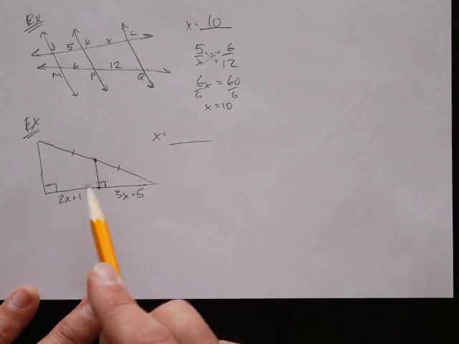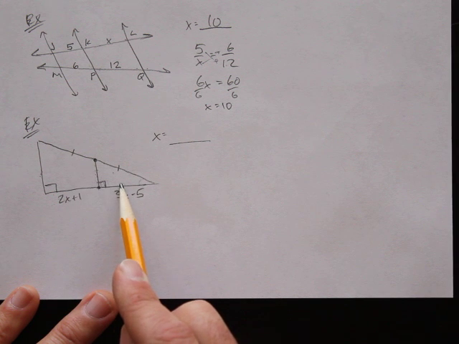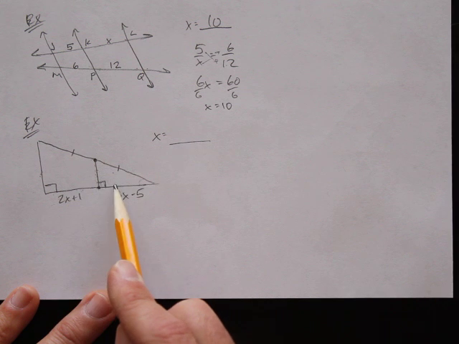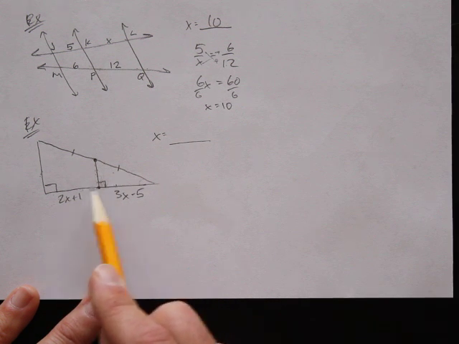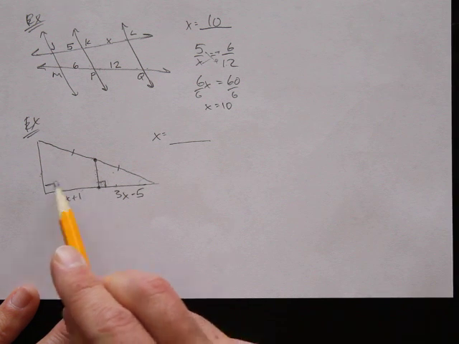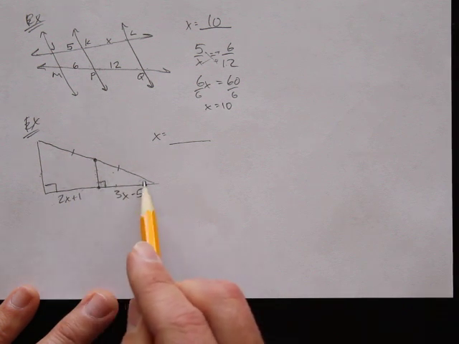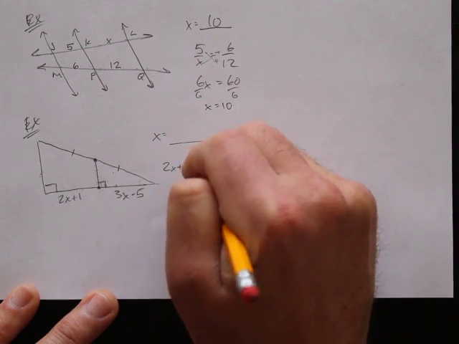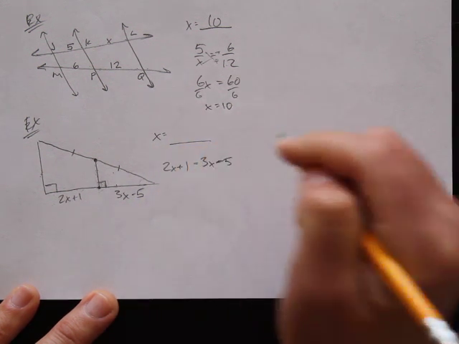And if these are parallel, then these are going to be congruent. I wasn't being told that there was a mid-segment, even though I said that kind of at the beginning. This is why I know it's a mid-segment. Okay, since this is a mid-segment, then I know that this segment is congruent to this segment. So I can say 2x plus 1 equals 3x minus 5.